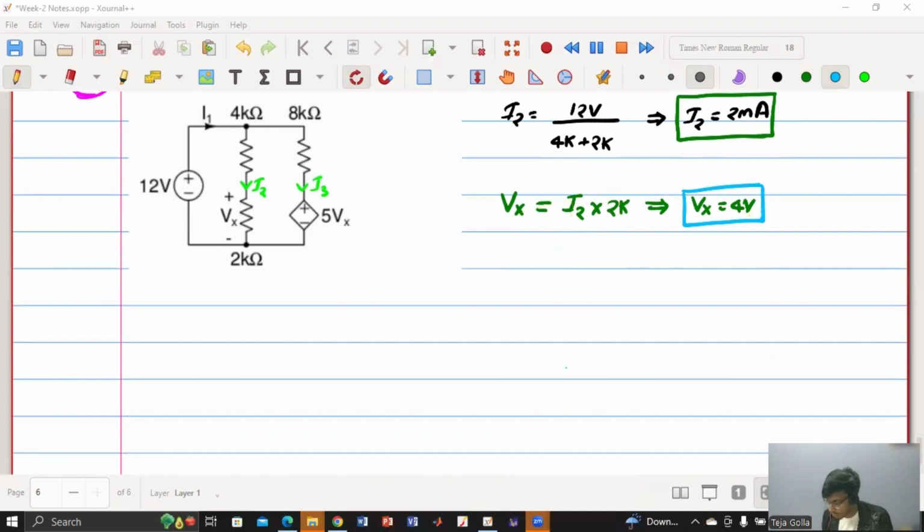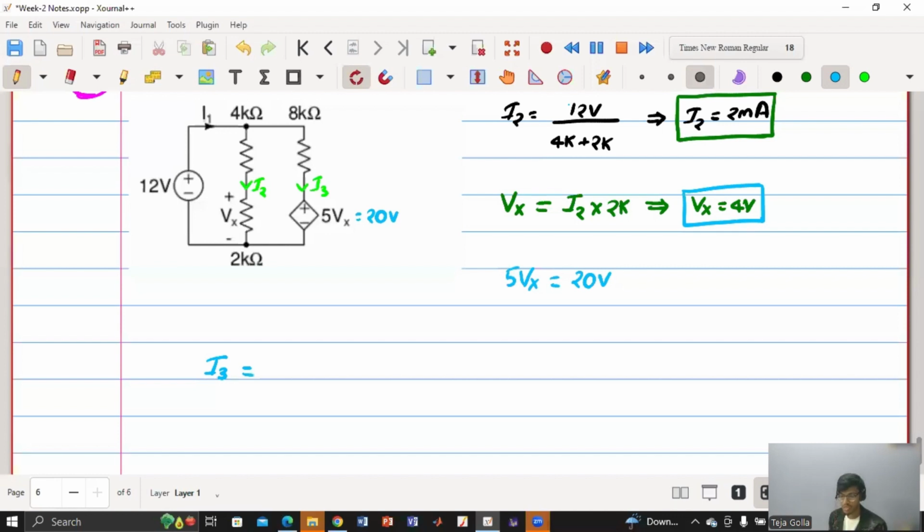Now what is the value of 5 Vx? Anyone, what will be the value of 5 Vx? 20 volt, right? Simple and straightforward. Yes, 20 volt. So now this is equals to 20 volt. So now can someone tell me what will be the value of I3?